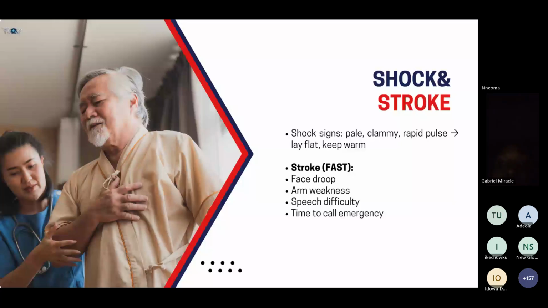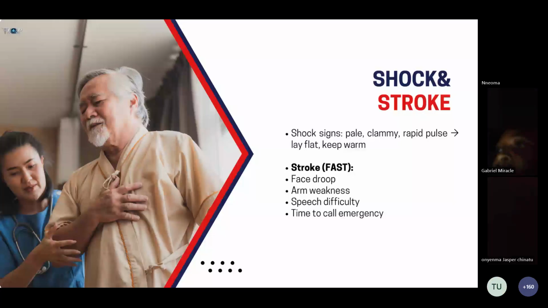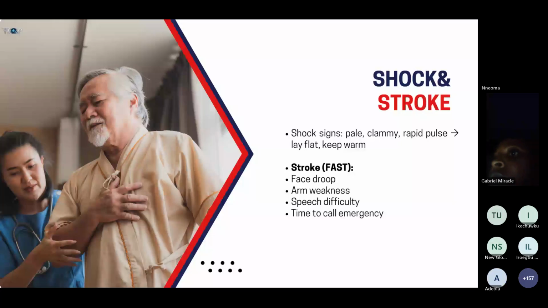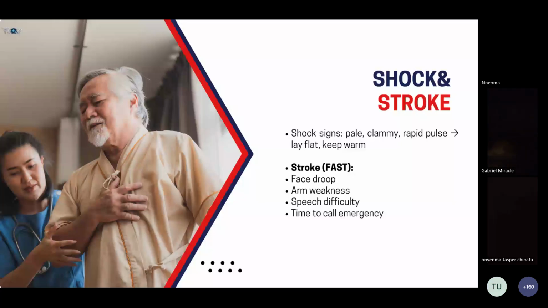So if you see a situation where all of a sudden the person's face is drooping, which they call facial palsy, and then the person cannot lift their arm all of a sudden, and they are trying to talk but can't talk normally, then you see that it's time. So these are the four signs that you will see in a person that has a warning sign of stroke.